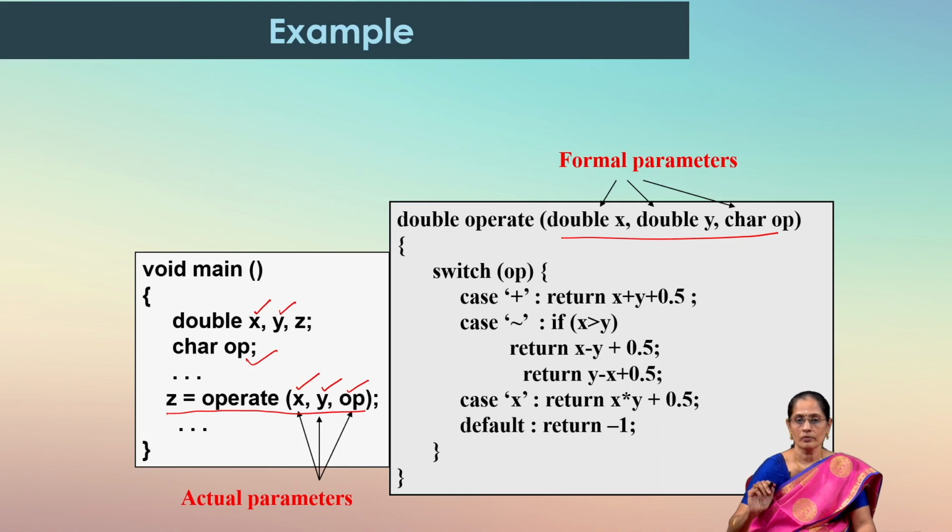And the second thing we are supposed to check is the position of the parameters. If the position of the parameters says x, y and op, I should follow the same position here also in the actual parameters. The position should not vary, right. Then we are now going to learn 2 concepts, call by value and call by reference.